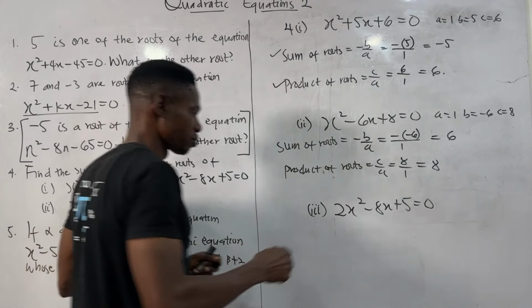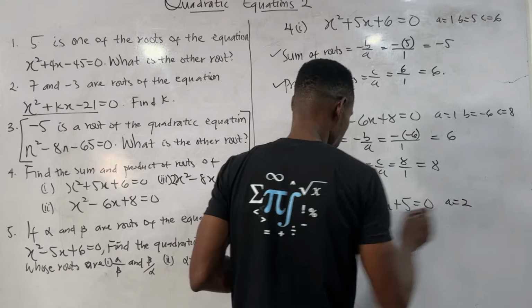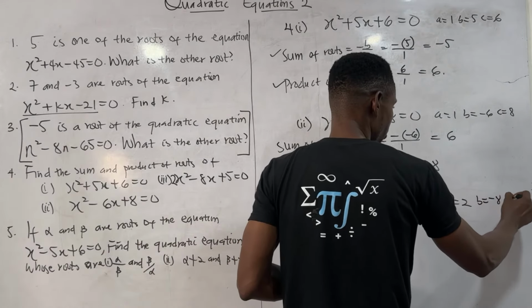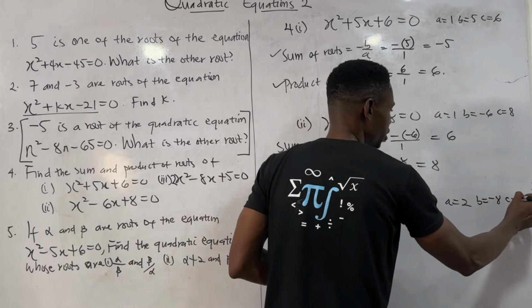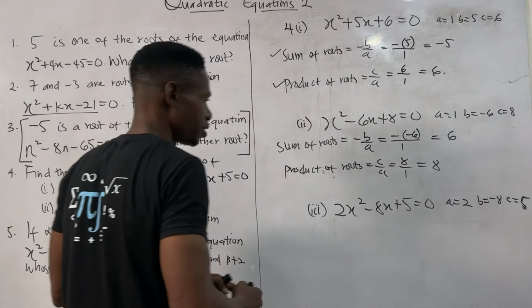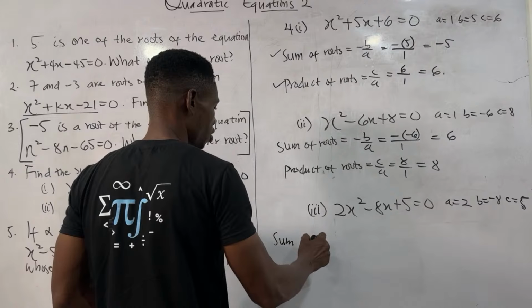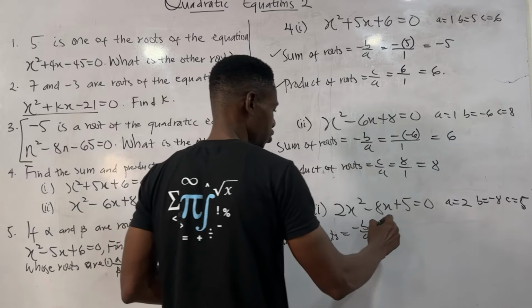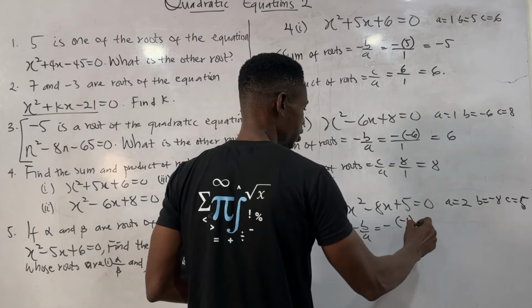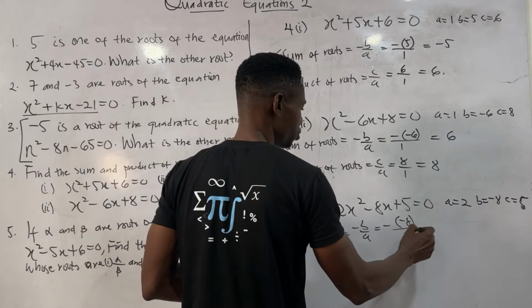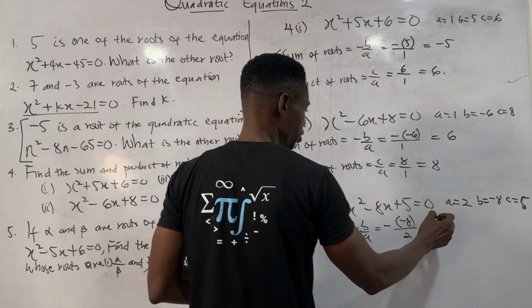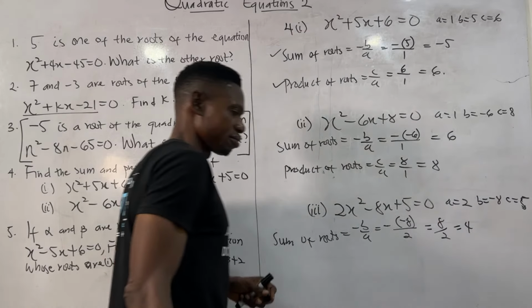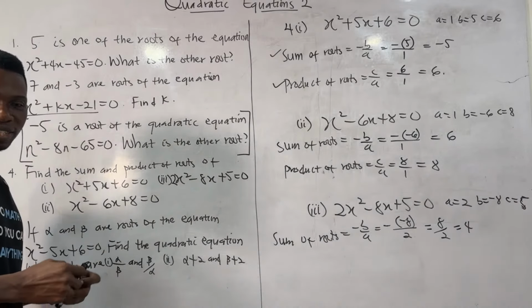Now, for this last one, our a is 2, our b is minus 8, and our c is 5. So the first one, sum of roots equals minus b over a, which is minus b is minus 8 over a is 2. So minus multiplied by minus is positive. So you have positive 8 over 2, which is 4. I think, Blessing, you're also correct.